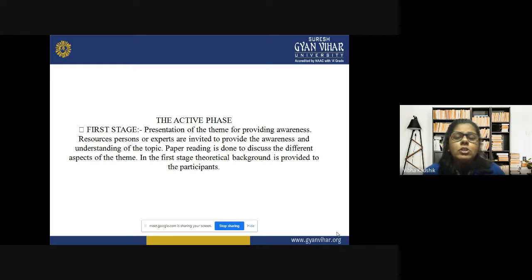In the first stage, theoretical background is provided to the participants. Theoretical background: the introduction part, what is important, what is the theme, what is the concept of that particular topic on which the workshop is to be organized.